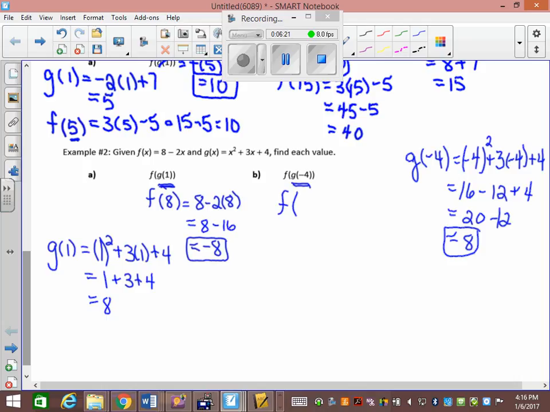So I'm going to find f of 8 because I'm going to replace g of negative 4 with 8. So I'm going to get 8 minus 2 times 8, which is 8 minus 16, which is negative 8 again.